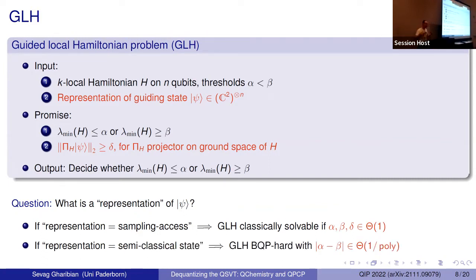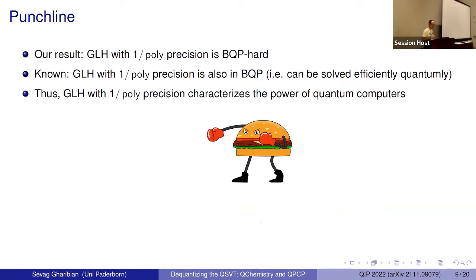And if we have something called a semi-classical state, which again I'll define, then we have that BQP hardness result in that regime chemists care about, 1 over poly. Okay, so this is the GLH problem. This is the boundary that we're going to study. Okay, good. Sorry, I had to put a picture of a punching hamburger on this thing.